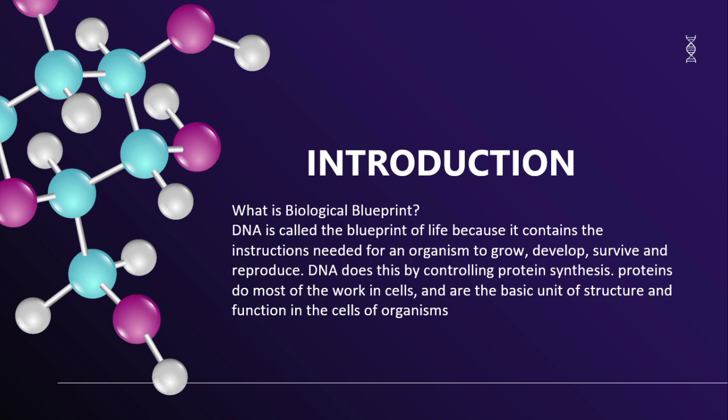What is the biological blueprint? DNA is called the blueprint of life because it contains the instructions needed for an organism to grow, develop, survive, and reproduce. DNA does this by controlling protein synthesis. Proteins do most of the work in cells and are the basic unit of structure and function in the cell of an organism. Again, DNA is often referred to as the blueprint of life.